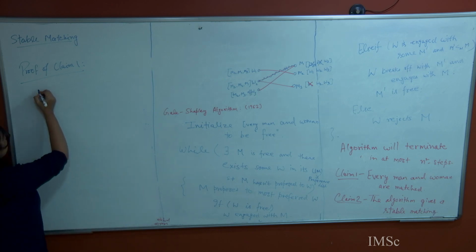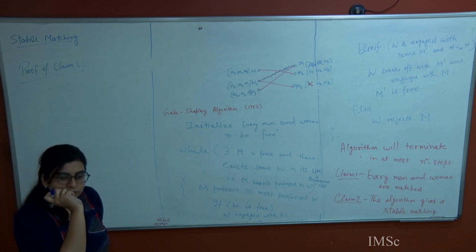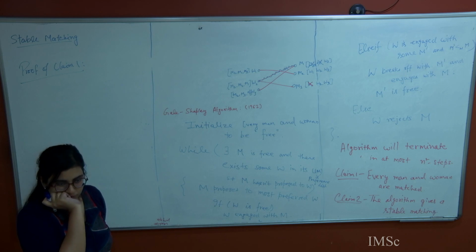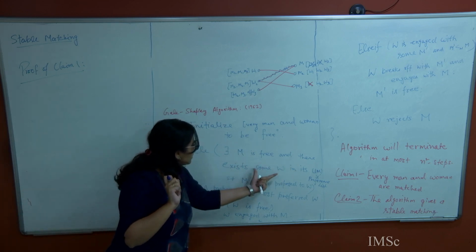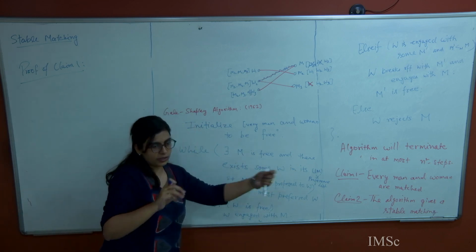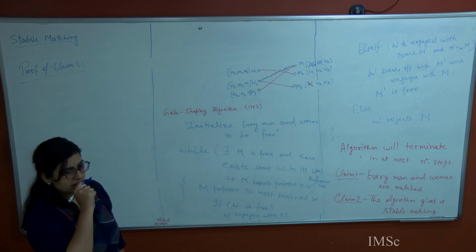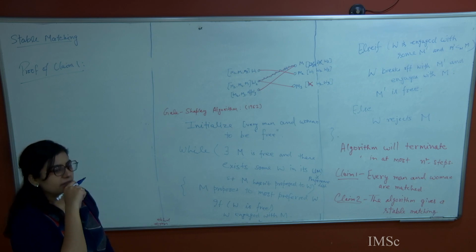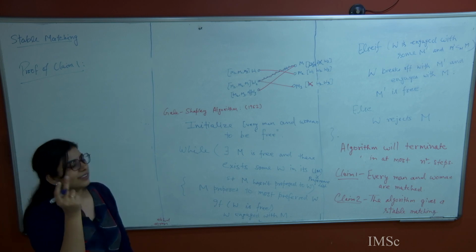No, if everyone has rejected him, then that person will be free. Yes. So if he is free, then it will be an infinite loop, but it cannot be an infinite loop because M is free and there is no W in his preference list whom he has not proposed to yet. Then it will not go into the loop, right? If he has proposed and been rejected, the woman is matched already. Matching can be of size at most n. Yes, exactly.